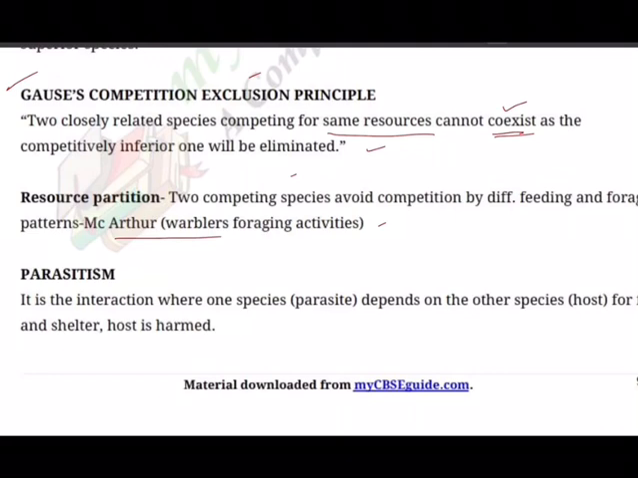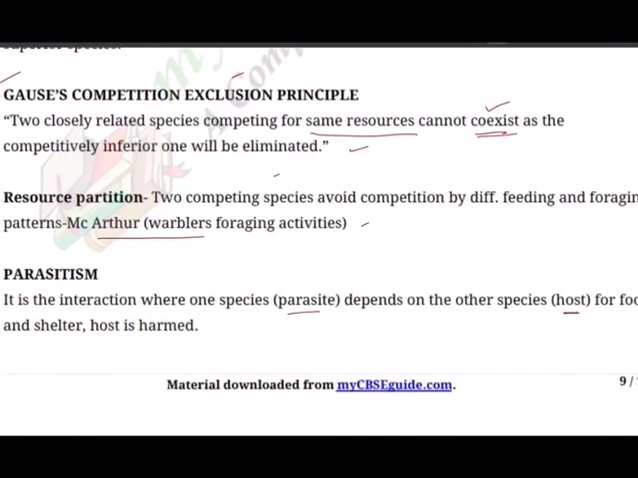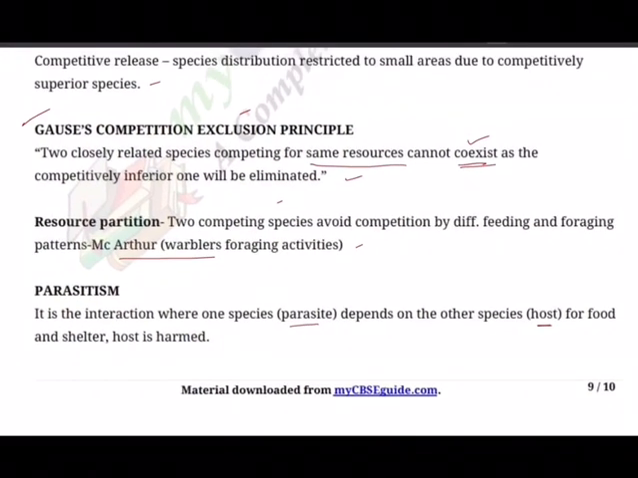In parasitism, of course, this is an interaction where one species, the parasite, depends on the other species, which we call the host, for food and shelter, and the host is harmed. Always it is the host that is getting the loss. So this is an interaction.